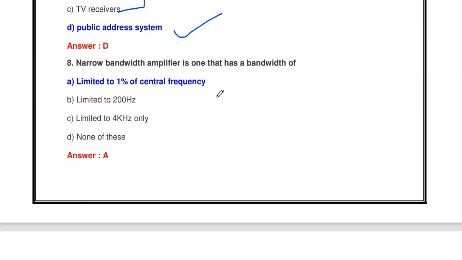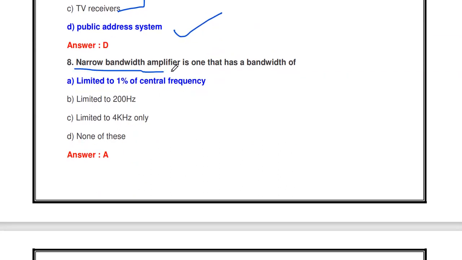Then the next one: narrow bandwidth amplifier is one that has a bandwidth of dash. In the question itself the answer is there: narrow bandwidth. Narrow bandwidth means this amplifier will amplify only a narrow band of frequency. The options are limited to 1% of central frequency, limited to 200 hertz, limited to 4 kilohertz, none of this. The answer is limited to 1% of central frequency. So a narrow bandwidth amplifier has a bandwidth limited to 1% of central frequency.